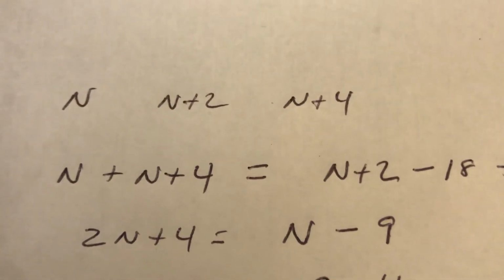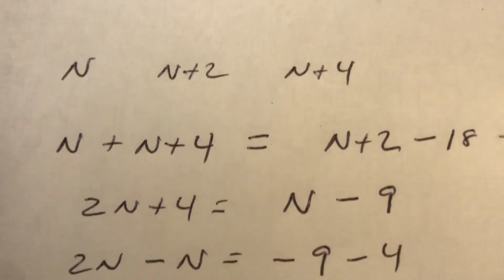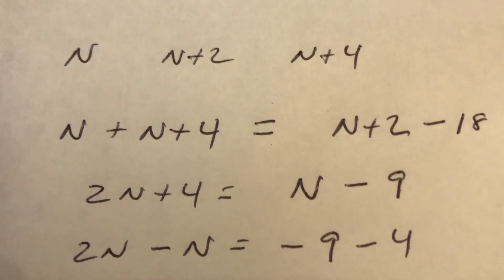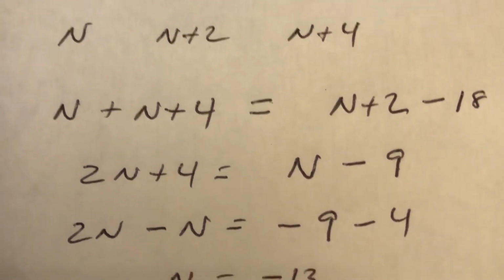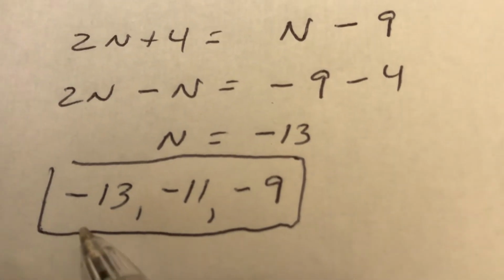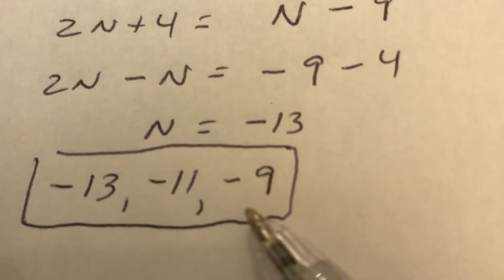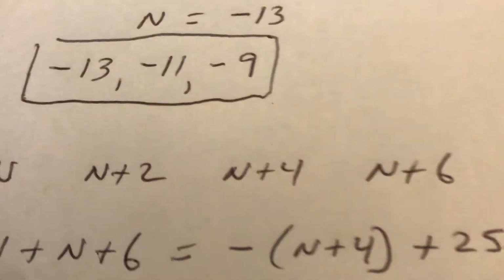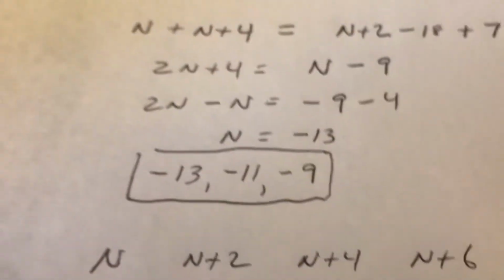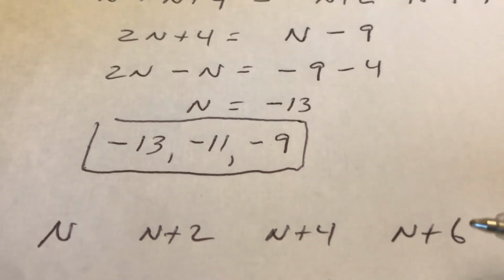And so you get 2n plus 4 equals n minus 9. And then 2n minus n equals negative 9 minus 4. So n equals negative 13. Once again, notice negative 13 is n, so then you add 2, you get negative 11 and negative 9. If you did 4 consecutive integers, you get n, n plus 2, n plus 4, n plus 6.